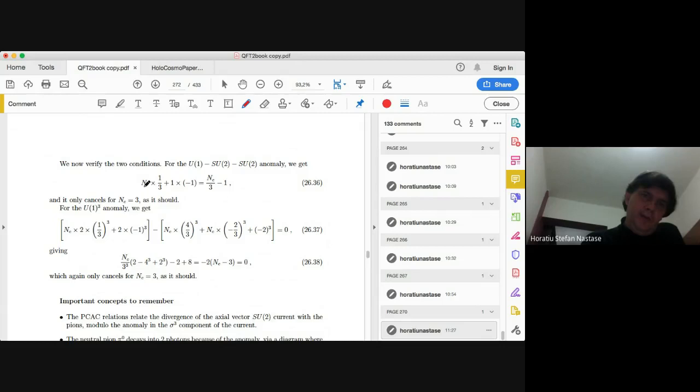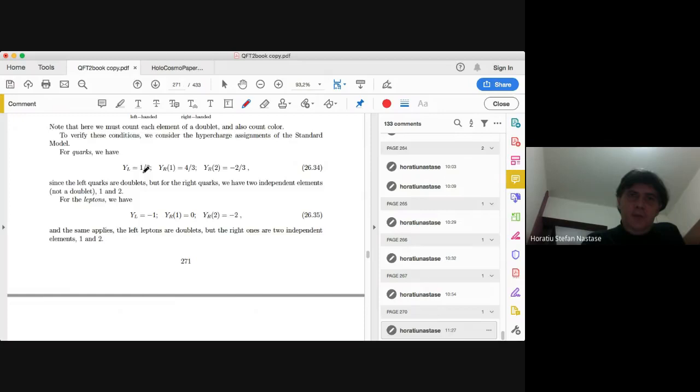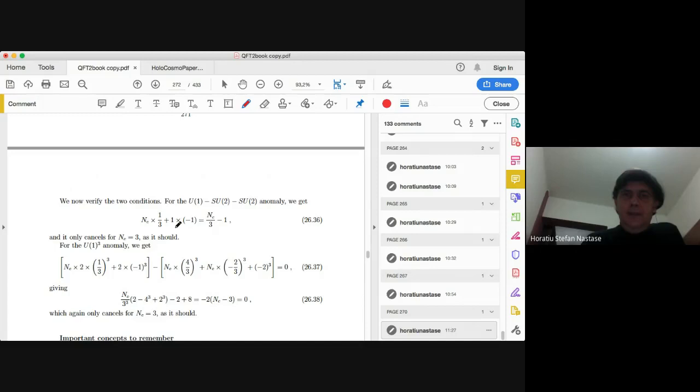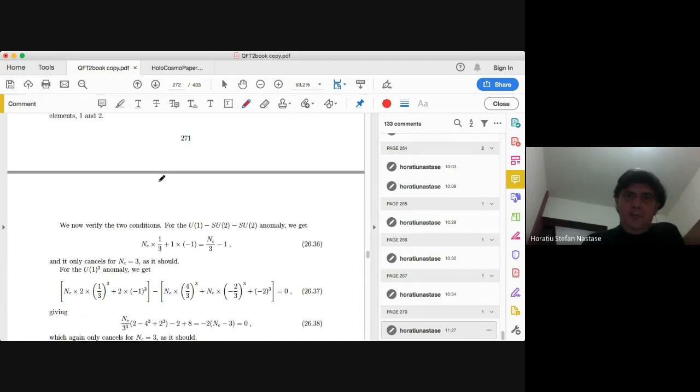So I have NC for some of the quarks, and they have charge 1/3. And then plus 1 times minus 1 for the leptons. So this gives NC over 3 minus 1. So this only cancels for 3 colors, as it should.